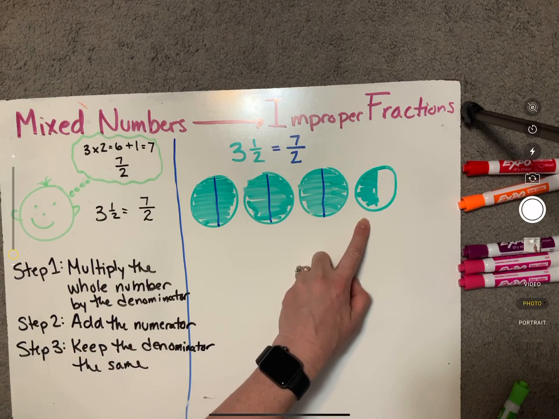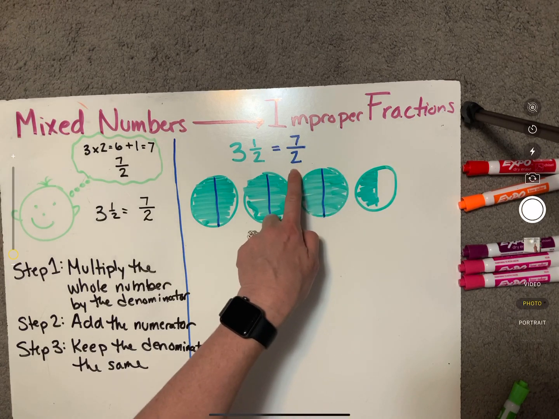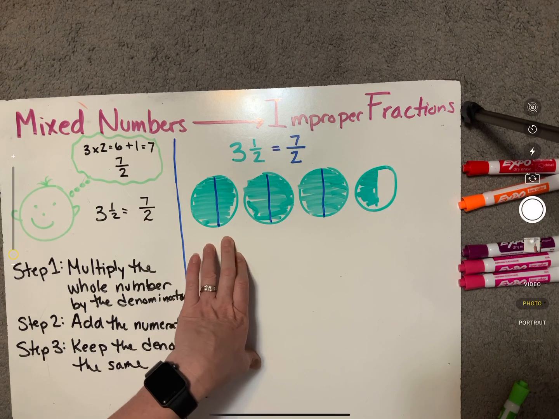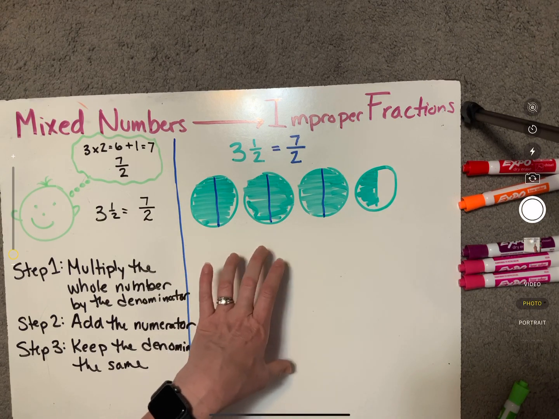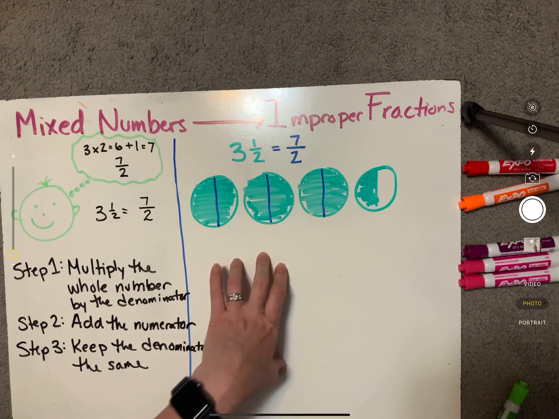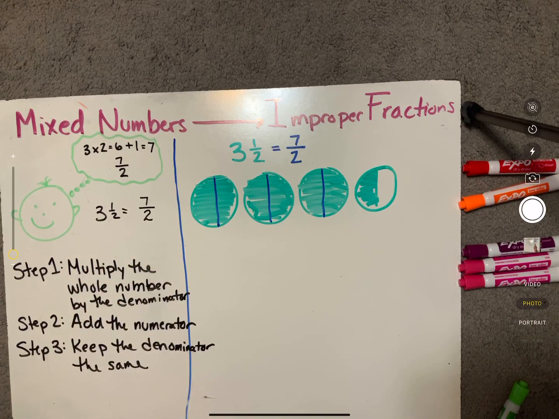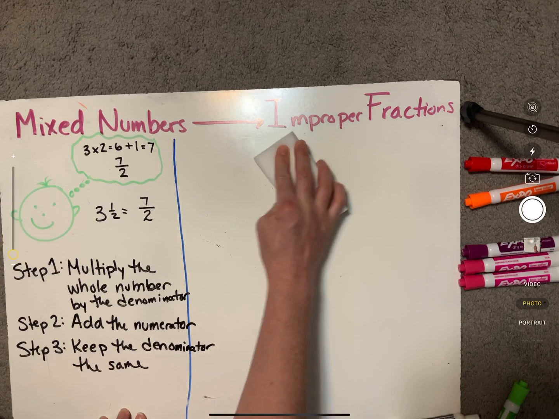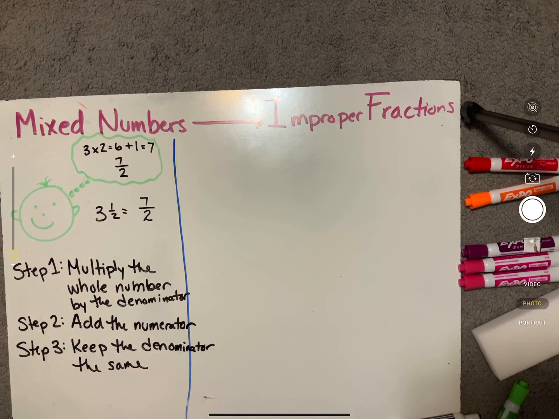So now I have a total of 7, and my denominator stays the same. I'm talking about halves all the way through, so I'm not going to change my denominator. It's just going to remain the same. Okay? So we're going to keep Math Baby over here to kind of remind us how we're doing our problems, but then we're going to do a couple other sample problems on here.